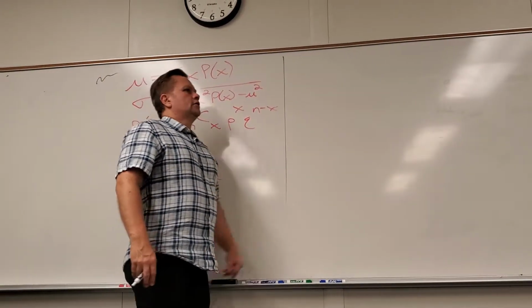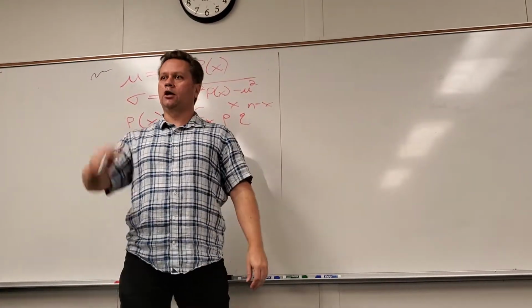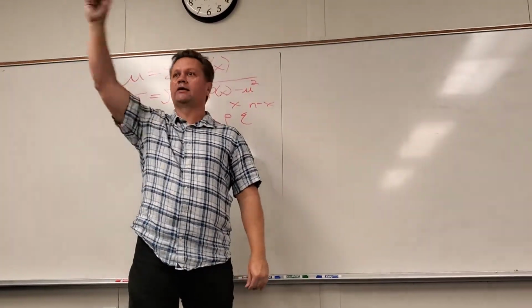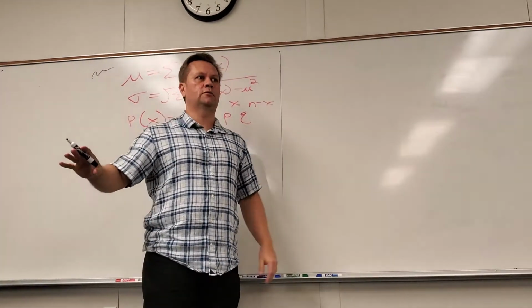So, chapter 5, nothing to write down. You have to know how to make the distribution picture, the big rectangle, and then you have to know how to calculate probabilities. That's all you got to know in chapter 5.